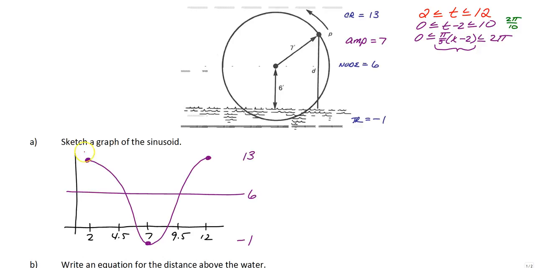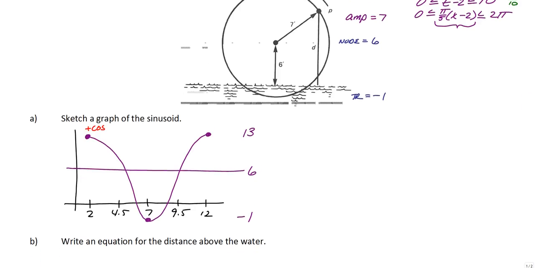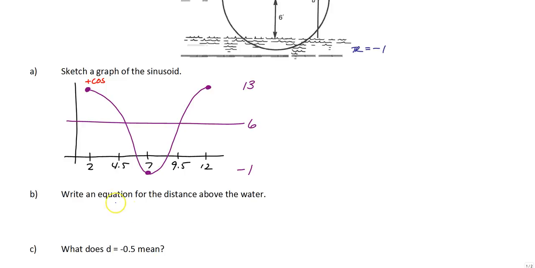So, since we are starting at the top, that is going to make this a positive cosine graph. And we have everything else in place. So all we have to do is write the equation. So our equation is going to be d is equal to positive 7, because this is a positive cosine with an amplitude of 7. And then, of course, cosine.